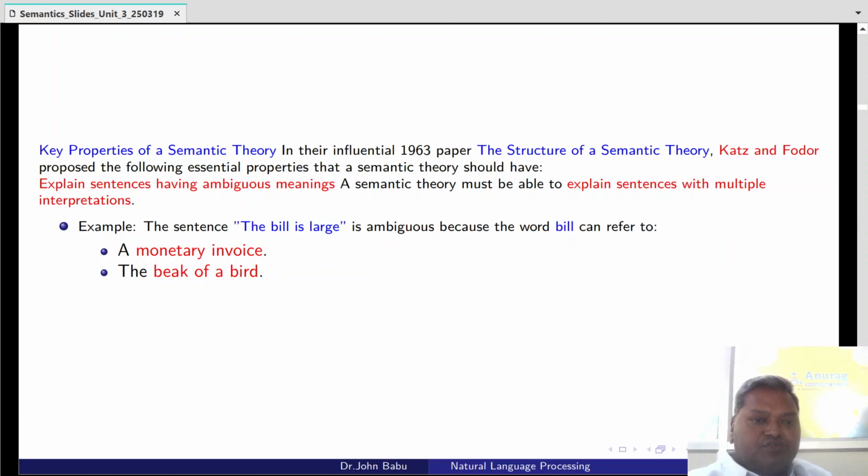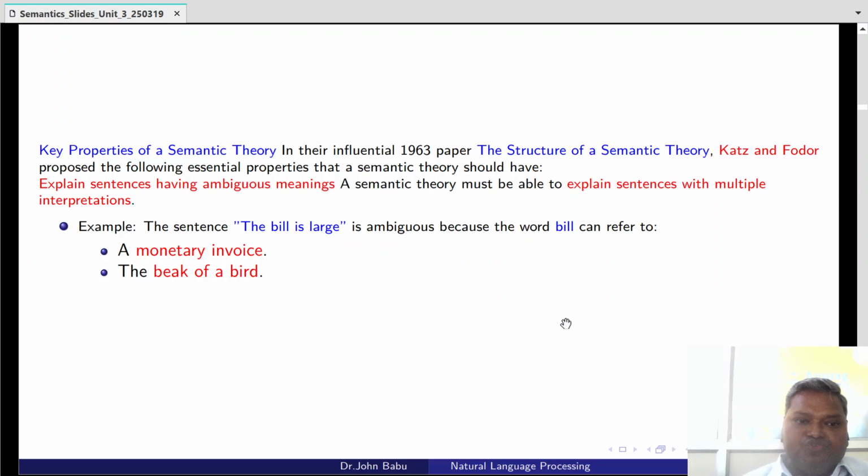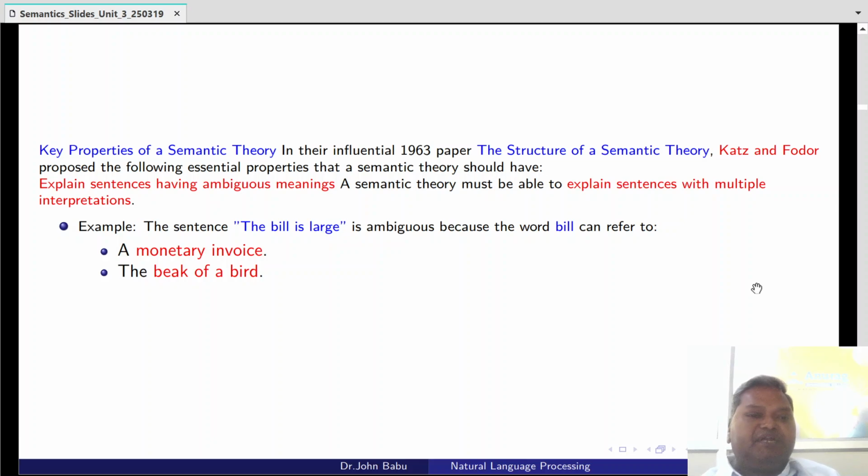Now, taking the textbook example, suppose I say the bill is large. Here, bill means, whenever we go to a restaurant, we have to pay the bill, and the bill will be given to us, and we have to pay it. That is a monetary invoice. But the word bill has another meaning, the beak of a bird. So, the first property of semantic theory is that it should explain the sentences with multiple meanings or multiple interpretations.